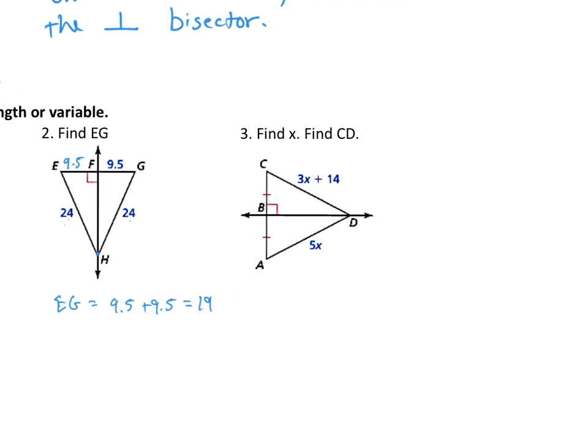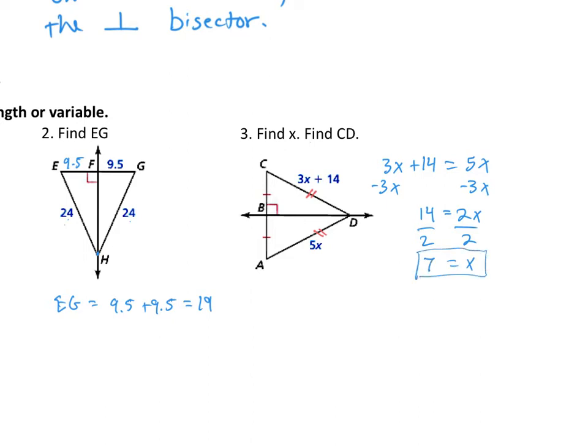Number 3, find X and then find CD. So perpendicular bisectors, as you remember, one hypotenuse must be congruent to the other. I'm going to set them equal to each other to solve, since they have to be congruent. I'm going to subtract 3x from both sides. Get 14 equals 2x. Divide both sides by 2. X should equal 7. So I got 7 for x.